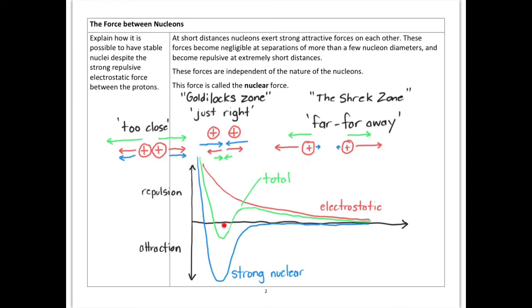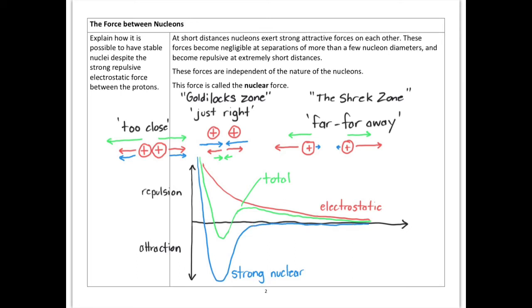The distances we're talking about here are a few nucleon diameters. So think about the diameter of a few nucleons across. It then becomes attractive for this small zone in here of a few nucleons distance. Then it quickly becomes negligible. It becomes so small that it is basically insignificant.